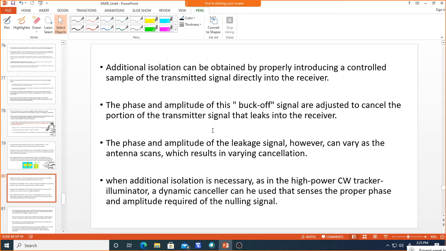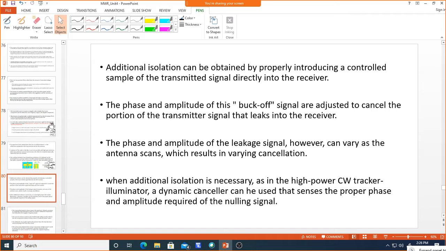Sometimes what happens is that this leakage signal has a phase and amplitude comparable to the received echo signal, and then the echo signal which is received will be cancelled. Whatever the antenna scans and gives as the echo signal, sometimes the phase and amplitude give destructive interference and cancel the signal. That also sometimes happens with respect to this leakage signal.